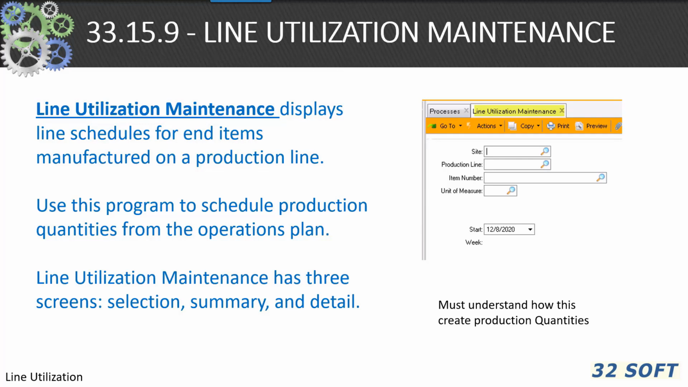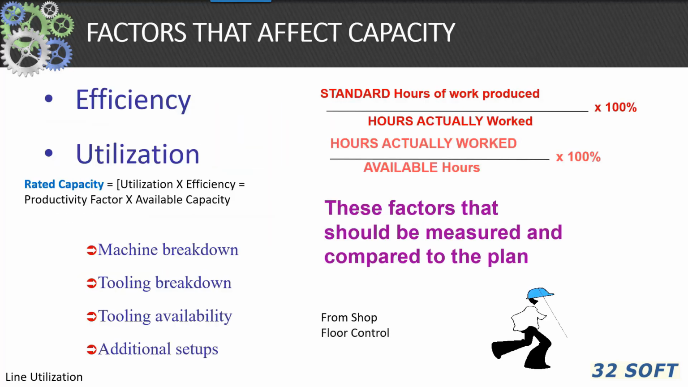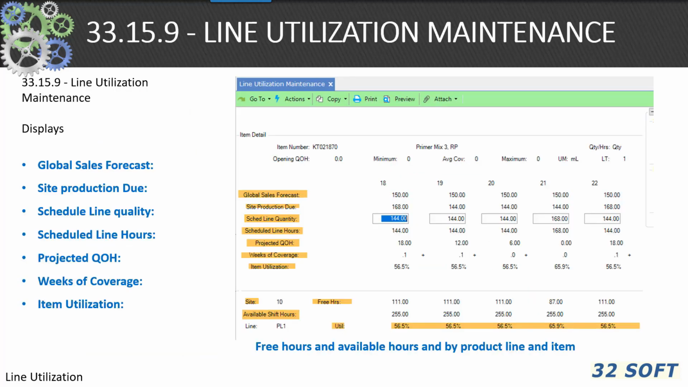33.15.9 line utilization maintenance displays line schedules for items manufactured on production lines. You use this to schedule production for operations plan. Just a quick reminder about utilization. Remember that utilization is the actual hours worked divided by the available hours. And when you multiply those two together with the efficiency, you get the productivity factor, which then is used to modify the available capacity to give you a rated capacity value.